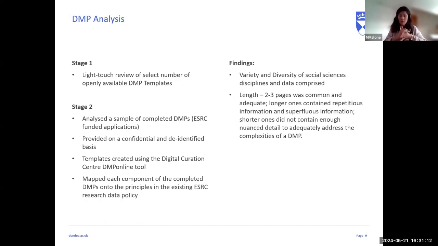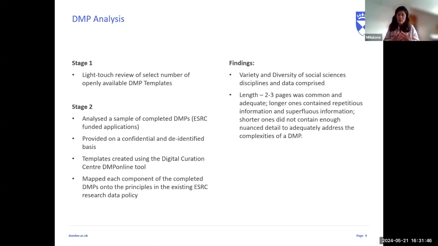Stage 2 then moved much deeper, and we got access on a confidential and de-identified basis to completed DMPs. So this was a step much deeper than the templates that we had looked at. These were provided to us by the ESRC, but we also got access to some, on the same confidential and de-identified basis, from our own research institution, the University of Dundee. Now, most of these, all of these, in fact, templates were created using the very useful Digital Curation Centre DMPonline tool.